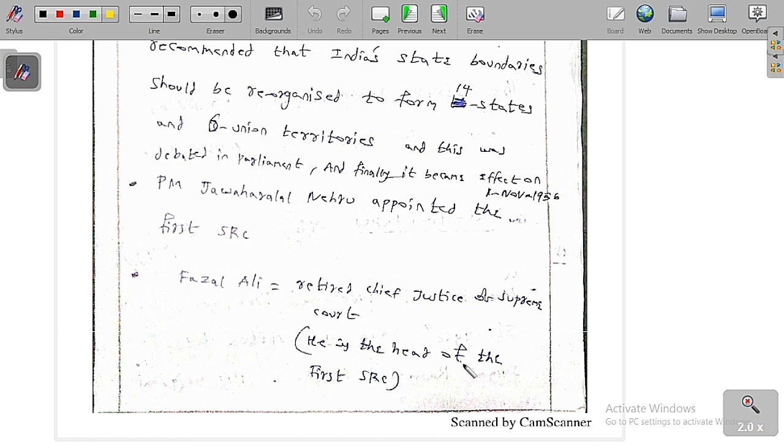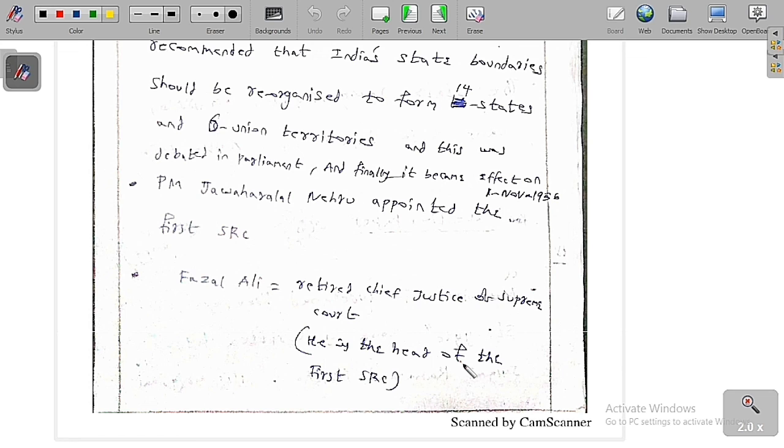So the State Reorganization Commission consisted of Fazal Ali, K.M. Panikar and H.N. Kunzru. In 1955, after nearly 2 years of study, the commission recommended that India's state boundaries should be reorganized to form 14 states and 6 union territories, and this was debated in the Parliament and finally it became effective on the 1st November 1956.